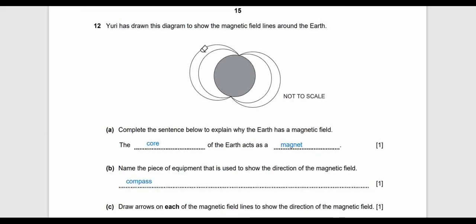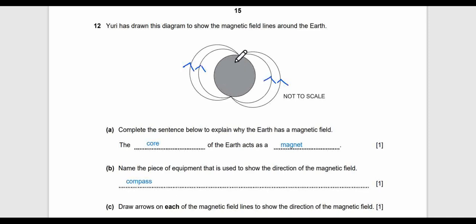12C. Draw arrows on each of the magnetic field lines to show the direction of the magnetic field. 10 seconds from now. We must draw on this diagram. Alright, let's open up the answer. So this is our answer. All the arrows must be in the same direction.